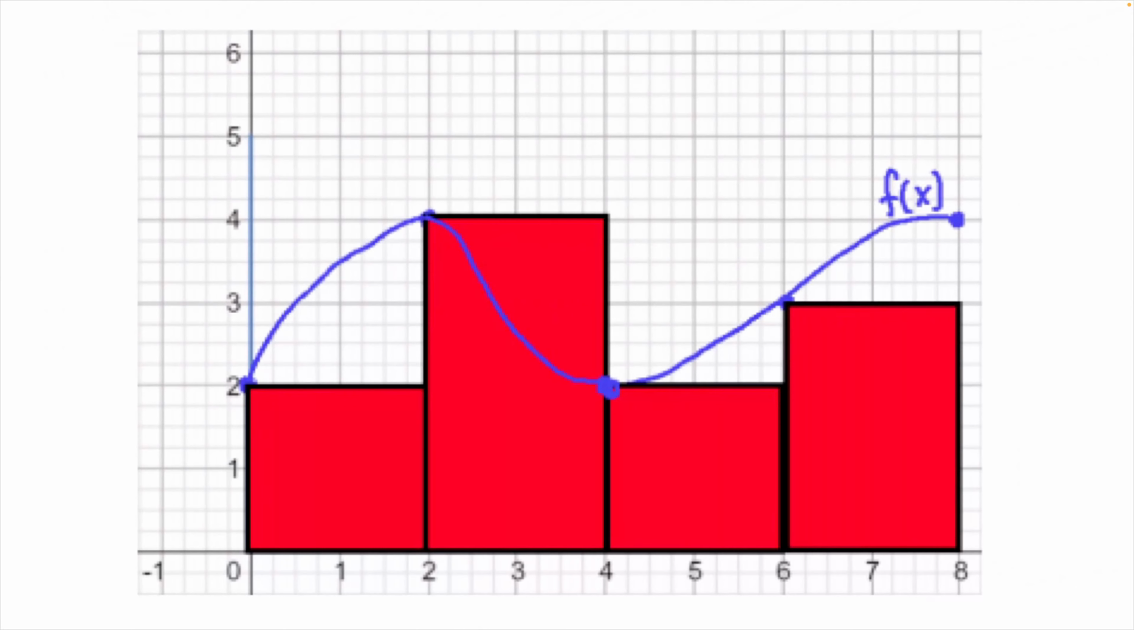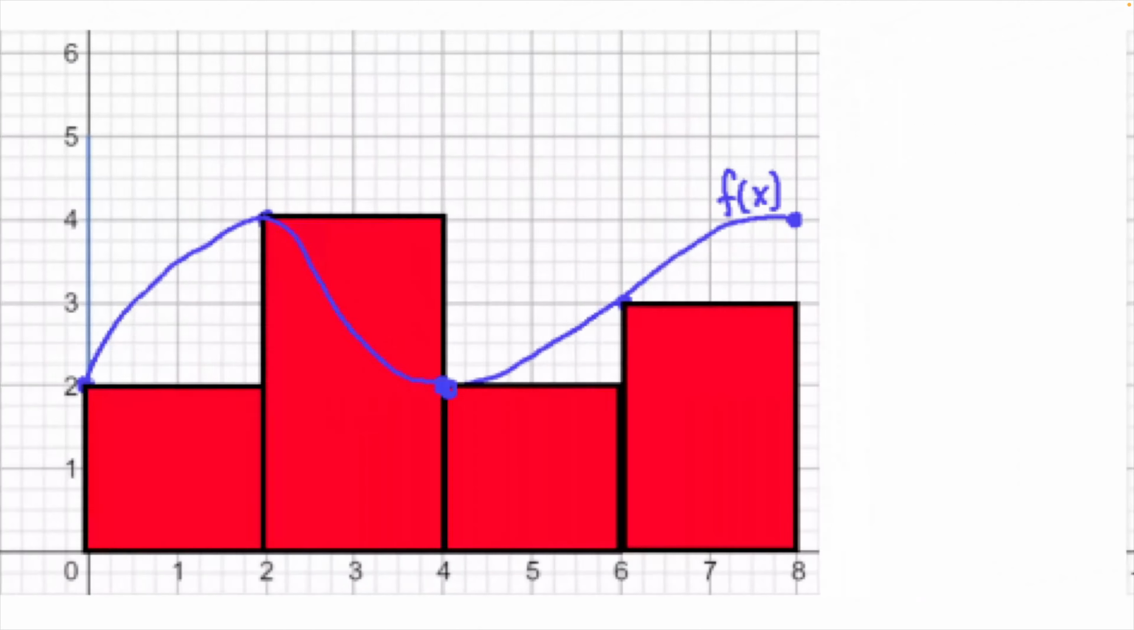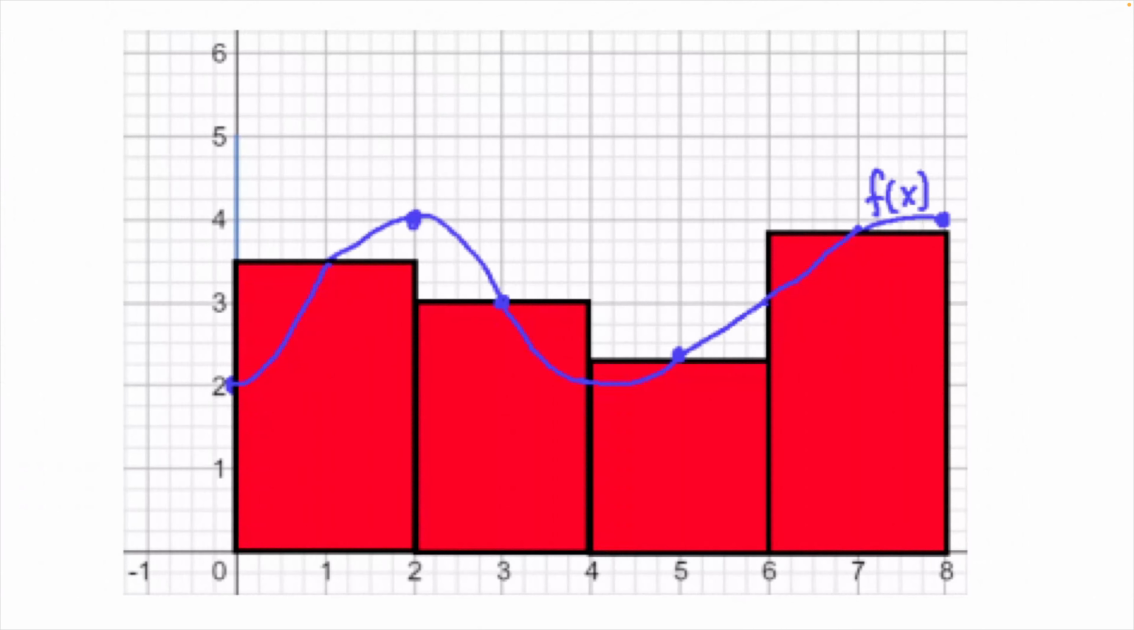So LRAM, every top left has to touch the function. Okay? Look at the next one. Is this an example of LRAM, RRAM, or MRAM? Because it's in the middle, the midpoint of each touches, right?